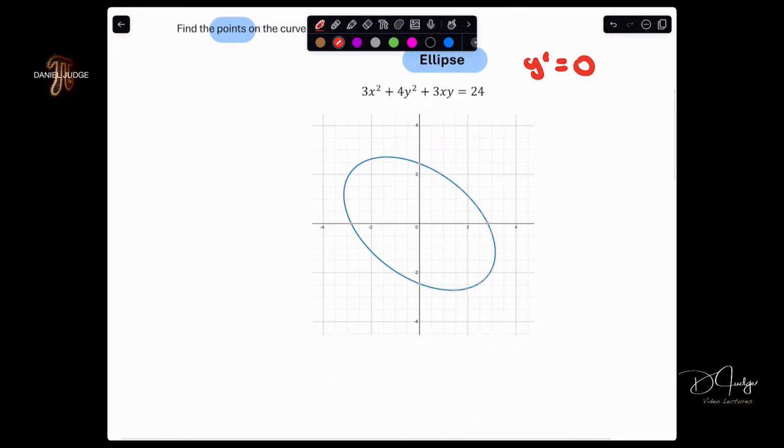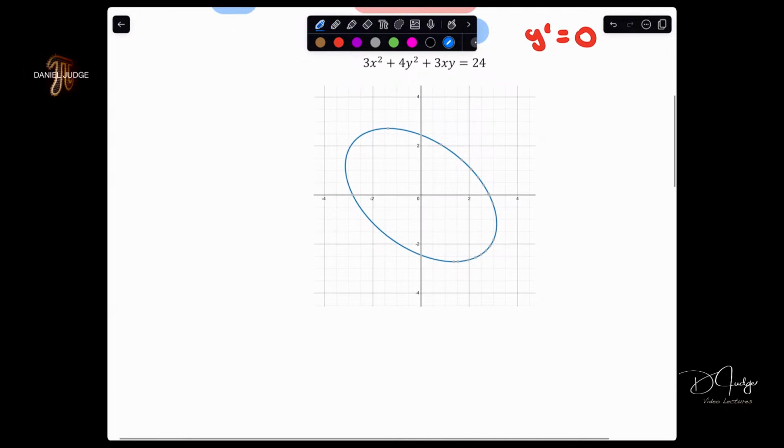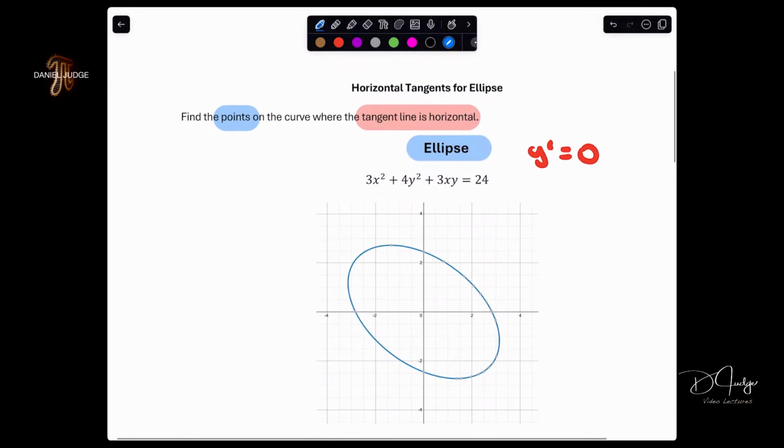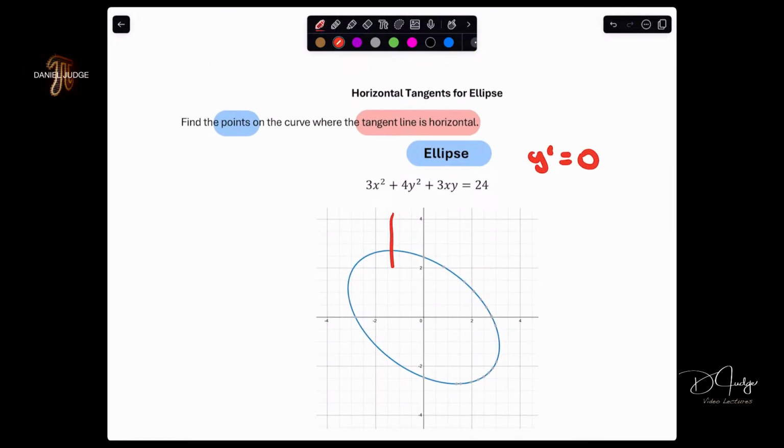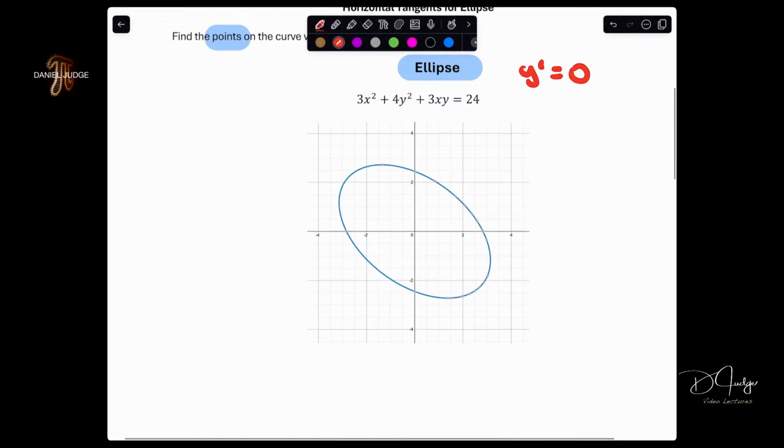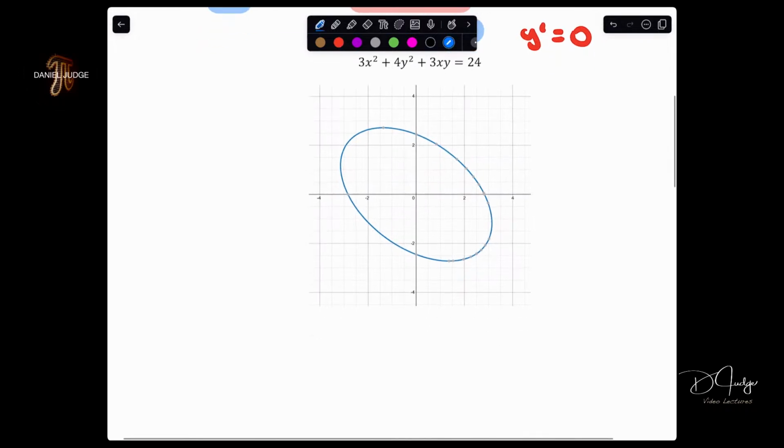Now, of course, you have implicit differentiation because what you're looking at is a relation again. And when you have a relation, it's going to fail that vertical line test. So you guys can see here, it fails. And so we're going to have to use implicit differentiation.